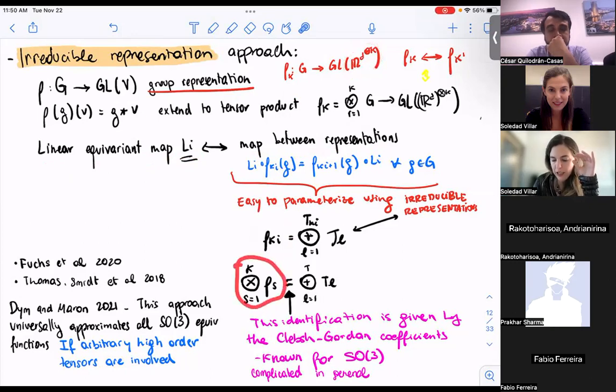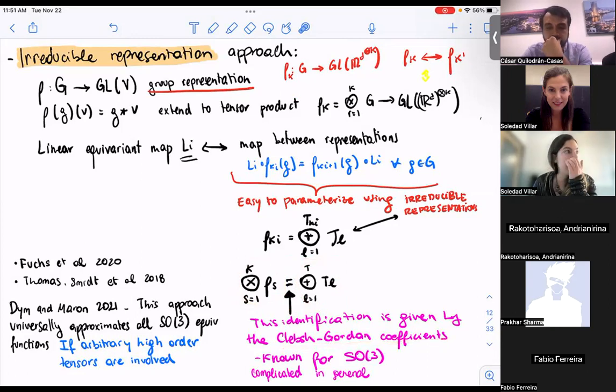So then you should be able to decompose this tensor product in terms of the irreducible representations of the space. The way you do this decomposition of the tensor representation in terms of the irreducibles is by an identification that is given by the Clebsch-Gordan coefficients.